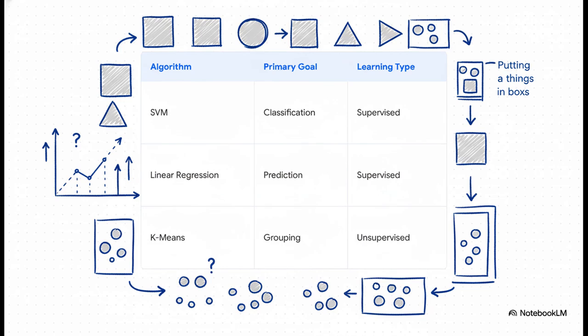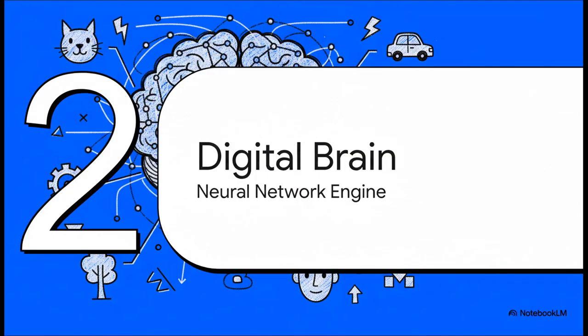So, quick recap of our toolkit. We've got SVM for classifying things, linear regression for predicting numbers, and k-means for finding hidden groups. 3 totally different tools for 3 very different but super important jobs. Now those tools are great, they're powerful. But for something as messy and complex as recognizing images, we need to upgrade our engine. We need something that can think a bit more like a brain.